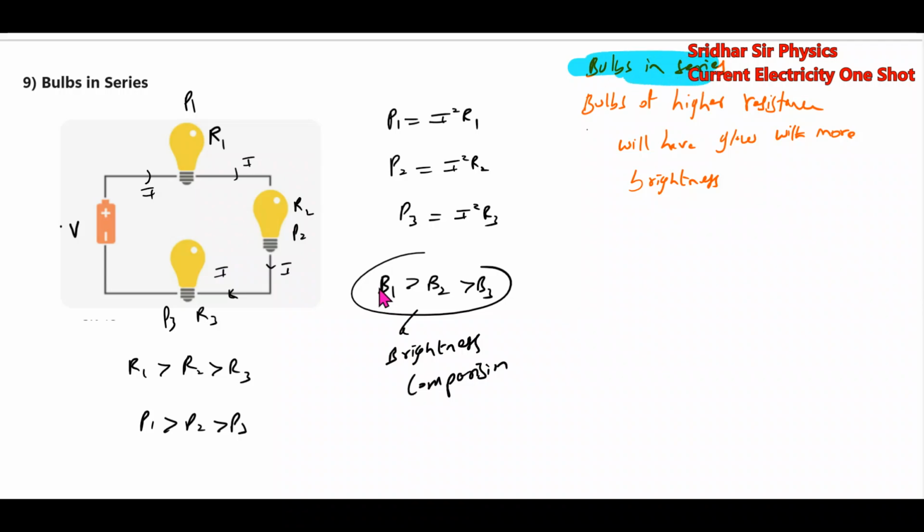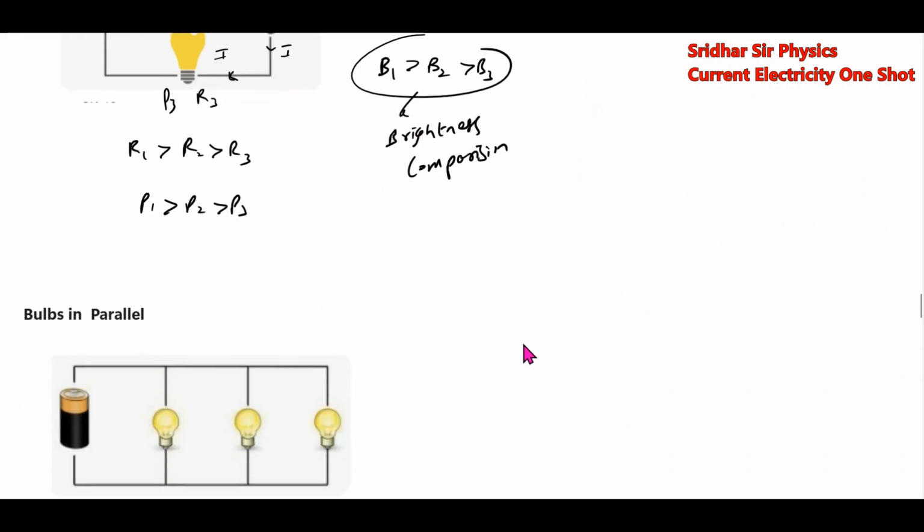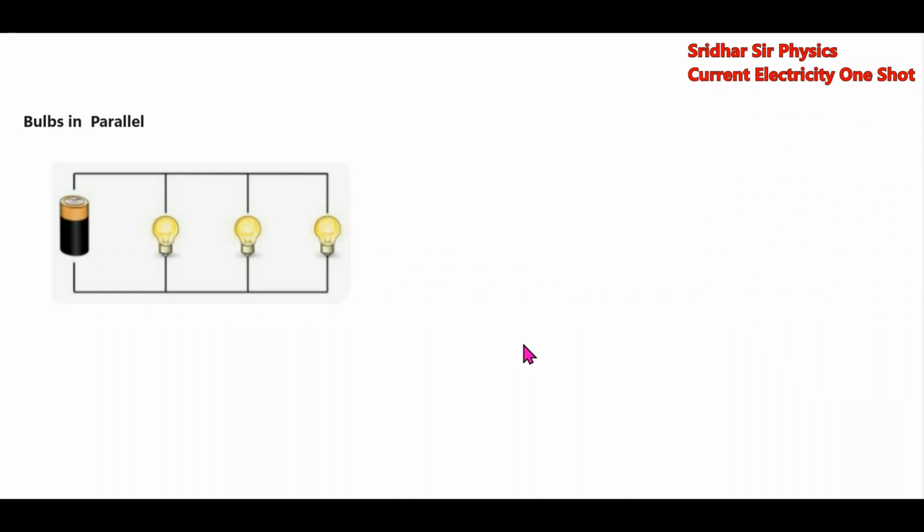And this is a concept. Similarly, bulbs in parallel. Let them have the resistances R1, R2, and R3. We have applied the potential V. All are having the same potential. Then whatever the power dissipated, now we'll put a condition R1 greater than R2 greater than R3. The resistance of this bulb is greater than this, then this. Then whatever the power dissipation P1 equal to the same drop, no?